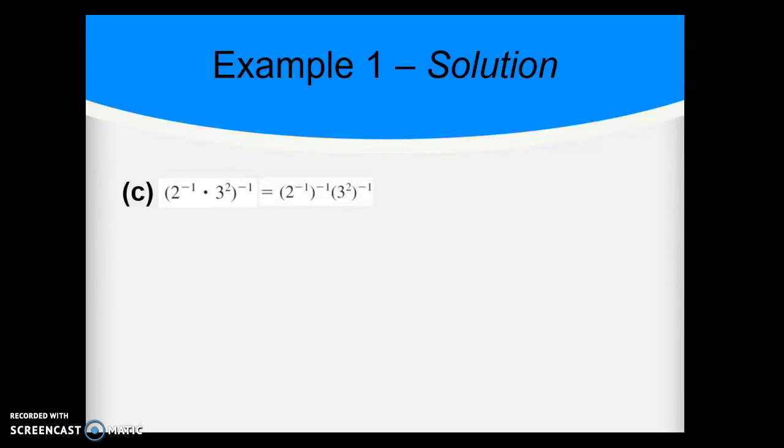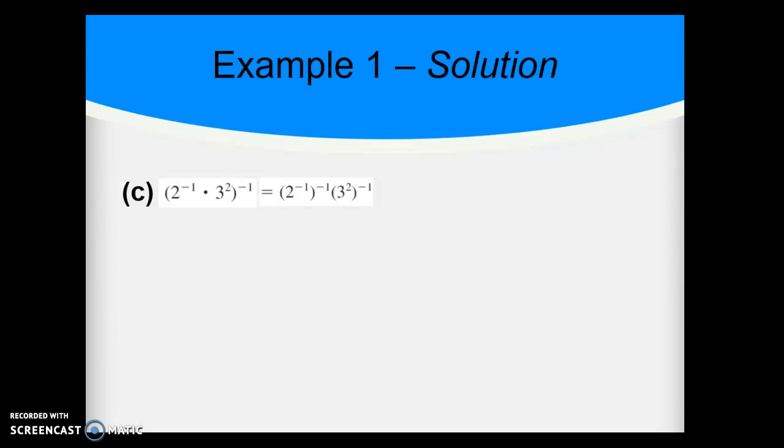So remember, there's not just one way to do this, but I notice I can get rid of negative exponents if I apply the multiplication property. Distribute that negative 1 to all exponents inside, and that's when we multiply. So the 2 will be to the negative 1 times negative 1 power, and the 3 will be to the 2 times negative 1 power.